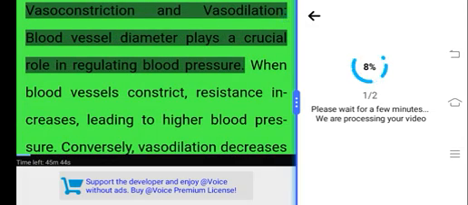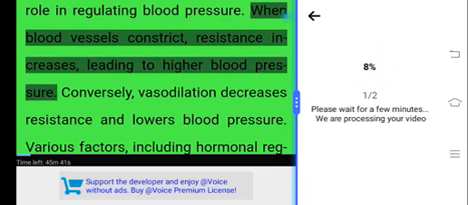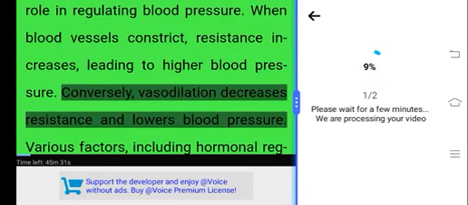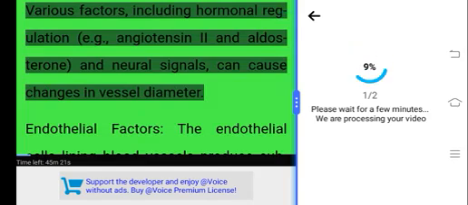Vasoconstriction and vasodilation. Blood vessel diameter plays a crucial role in regulating blood pressure. When blood vessels constrict, resistance increases, leading to higher blood pressure. Conversely, vasodilation decreases resistance and lowers blood pressure. Various factors, including hormonal regulation, e.g., angiotensin II and aldosterone, and neural signals, can cause changes in vessel diameter.